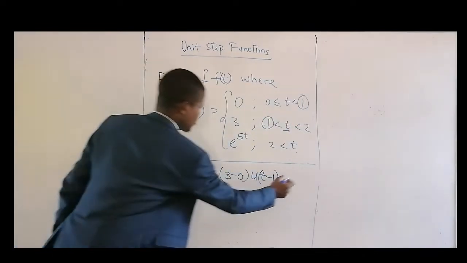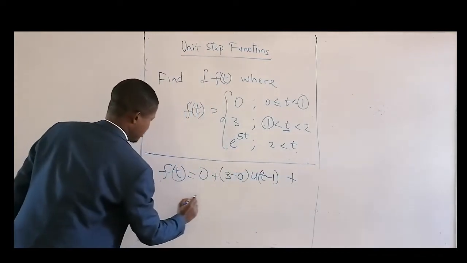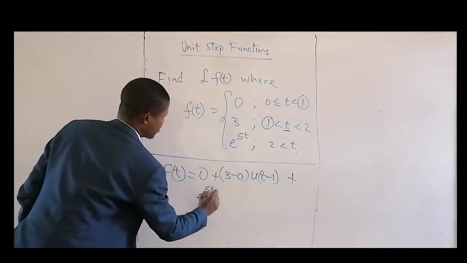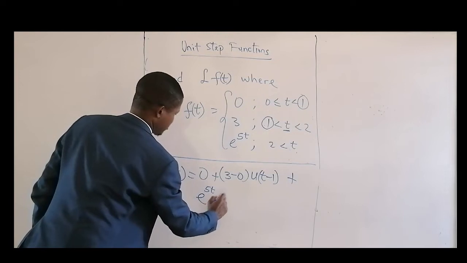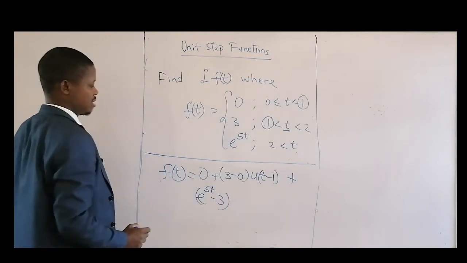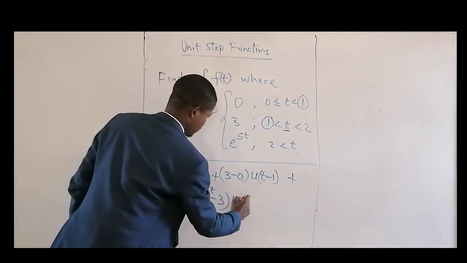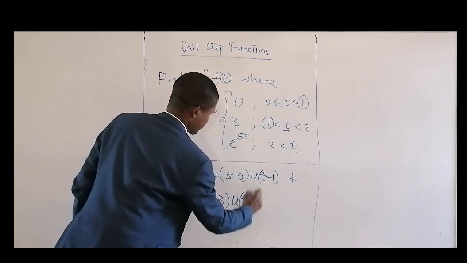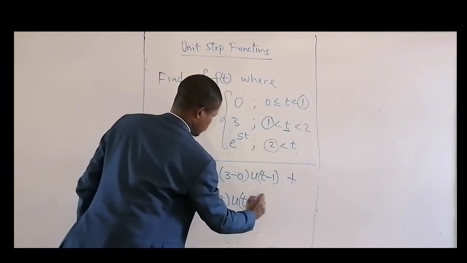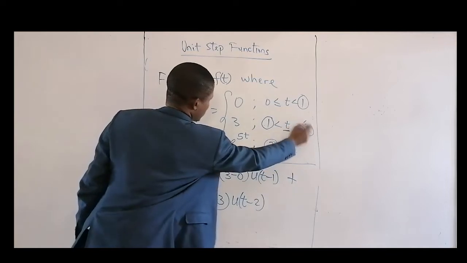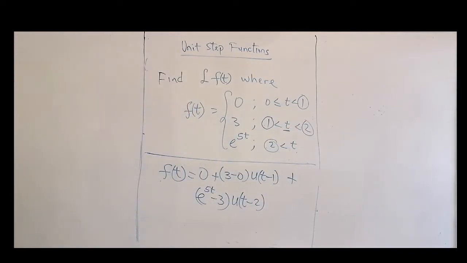Then plus the third one, e to the 5t minus 3, with the unit step function of t minus 2. What you have here and what you have here must be the same thing. So minus 2. So that's what we have.